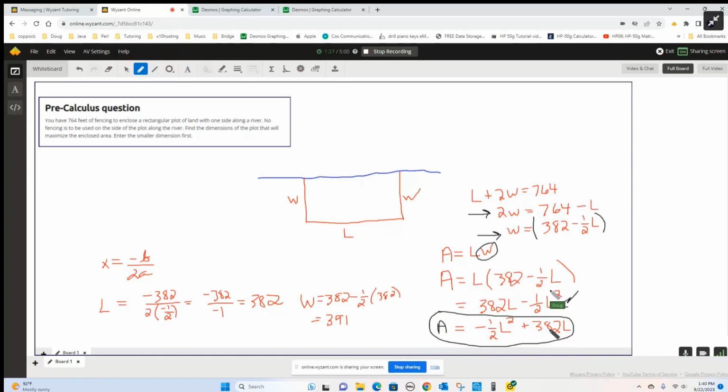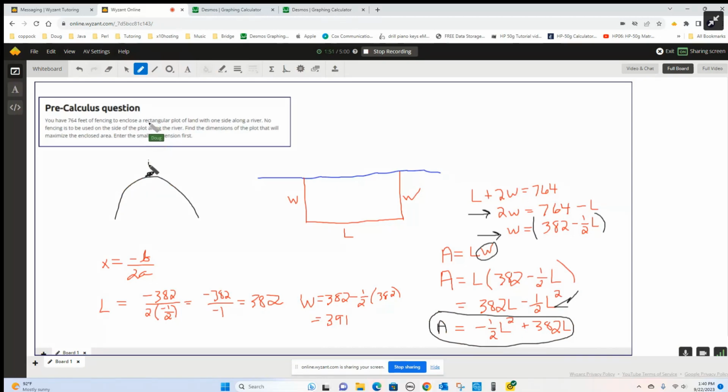And that looks like the equation or the function for a parabola, downward opening, because the numerical coefficient of L squared is negative. So we got a downward opening parabola. Looks maybe something like this. If we could find its vertex, that would be the L value that gave us the maximum area.